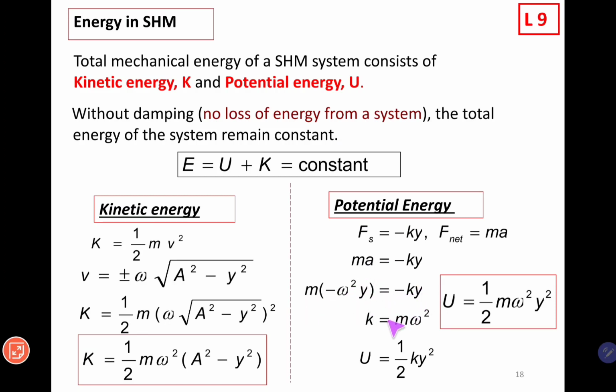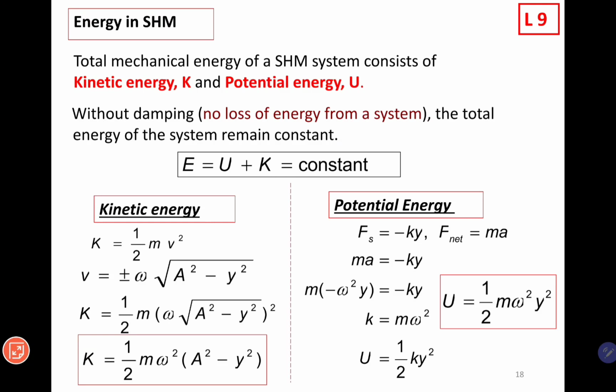Alright, and then we know that k equals m omega squared from before, so we just substitute into this equation, giving you u equals half ky squared. Since k is m omega squared, we substitute it and you will get the u equation, which is half m omega squared y squared. So according to this equation, when the object is located at the amplitude, y equals a, which is maximum displacement, u is also maximum. At the equilibrium, y equals 0, so u also equals 0. So this is how we prove that k and u are maximum or 0, based on the position, which is at the origin or amplitude.